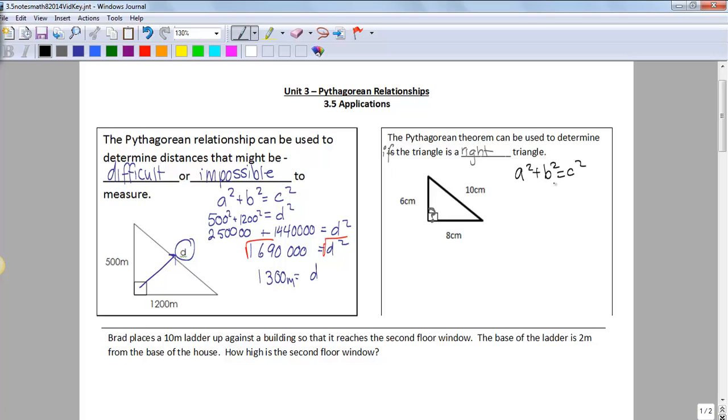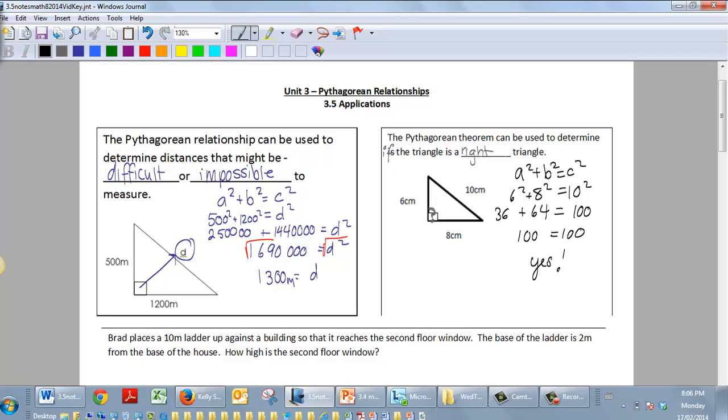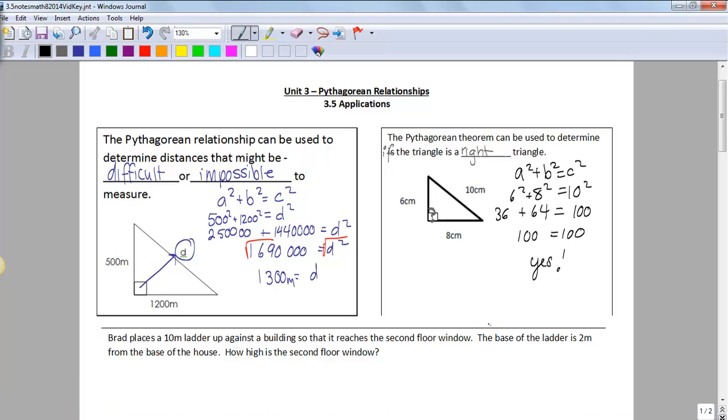So after substituting the numbers in, if I get two sides that are not equal, it's not 90 degrees. So let's see, on the right side, I get 100. On the left side, 6 times 6 is 36. 64 is 8 times 8. Hey, look at this. 100 equals 100. So the answer is yes. It is a 90-degree triangle, and that's great. You've just kind of proved it to be so.